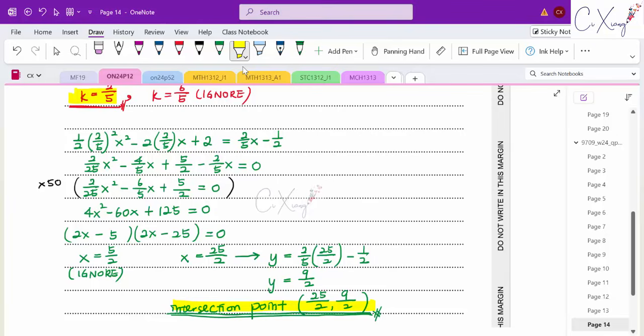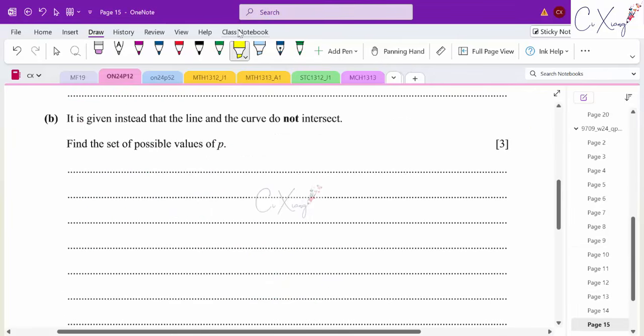So we have part B, right? Okay, so this is part A. So let's continue to part B. So question number 9b. It is given instead that the line and the curve do not intersect. So highlight the keyword, do not intersect.